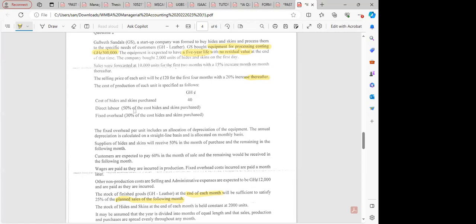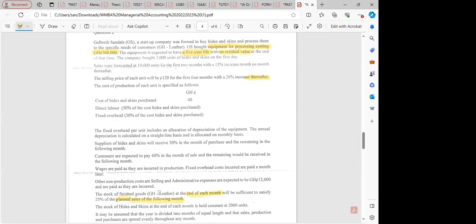Okay, so when it comes to cost of hides and skins, which is the raw material cost, it's 40 cedis. But pay attention here. Your direct material and then direct labor and then overhead, we're not giving straightforward. You have to work it out. If it's about your direct labor, it's 50% of your cost of hides and skins. If it's about overheads, it's 30% of cost of hides and skins. So that is what you have to pay attention to. So let's compute 50% of 40. That gives 20. 30% of 40 gives what? Is it 12? Yes, 12.